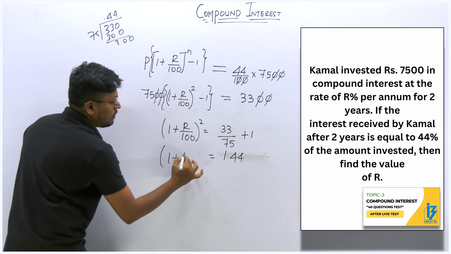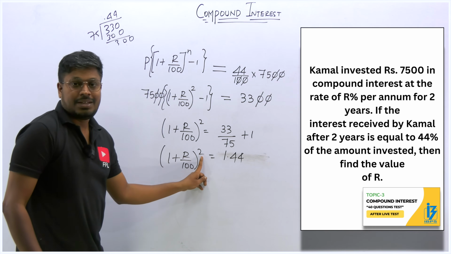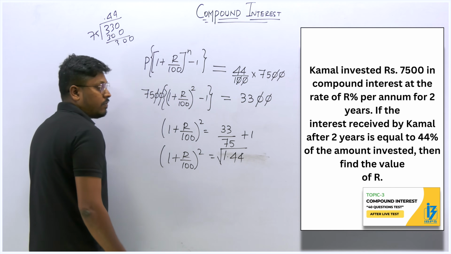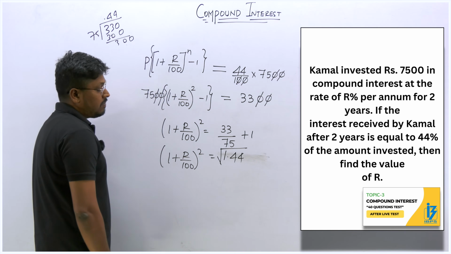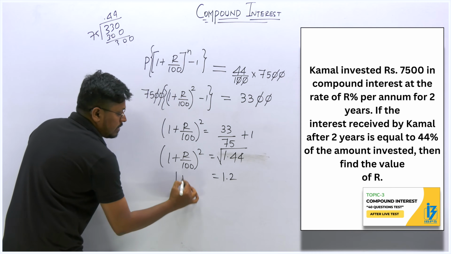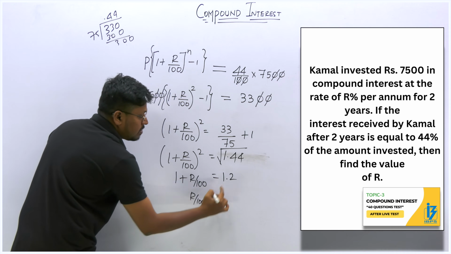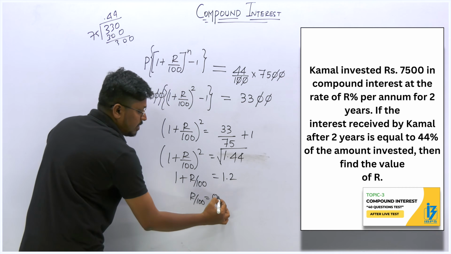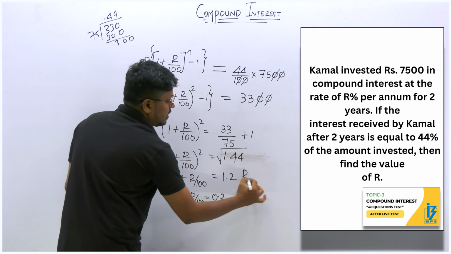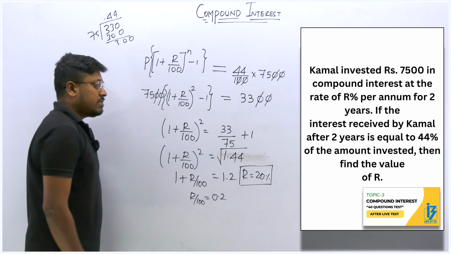So on the right hand side we have (1 plus r by 100) the whole square. So here we have the number 2, that is square. When we bring this 2 to the right hand side, it will be the square root of 1.44. So the square root of 1.44 will be 1.2. So here we have 1.2, right? And on the right hand side 1 plus r by 100. So r by 100 is equal to 1.2 minus 1, which is 0.2. So when you multiply by 100 here, the result will be 20%. So the rate of interest is 20%.